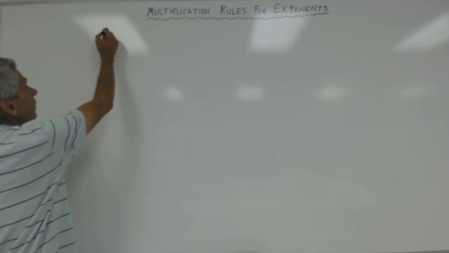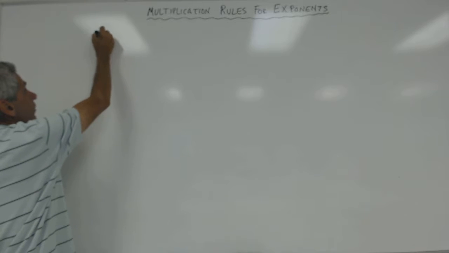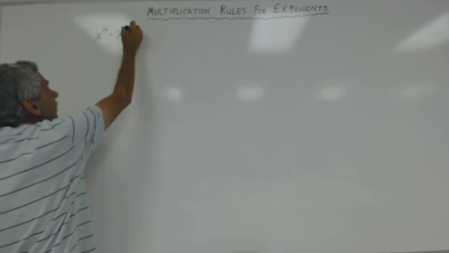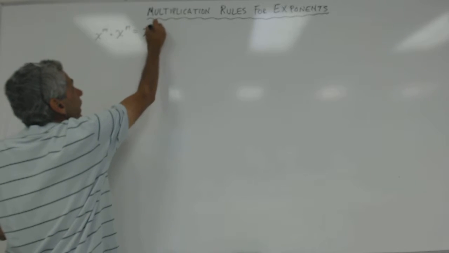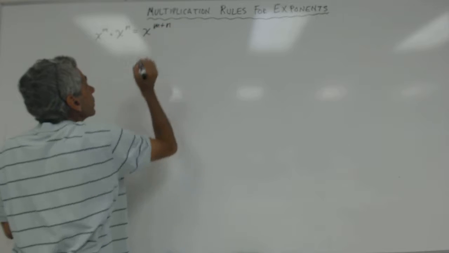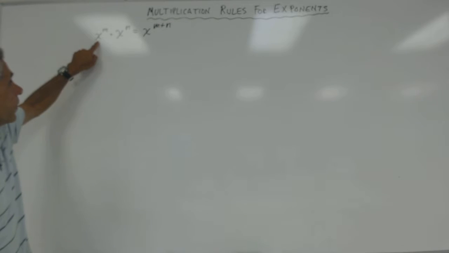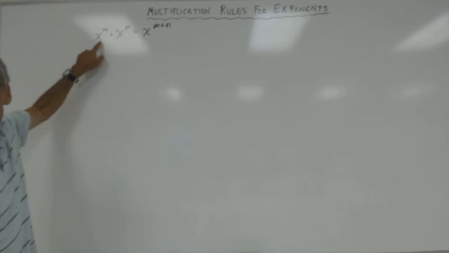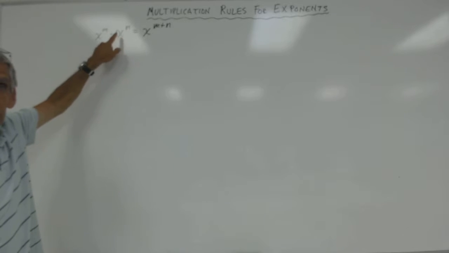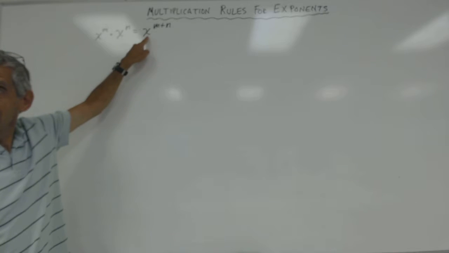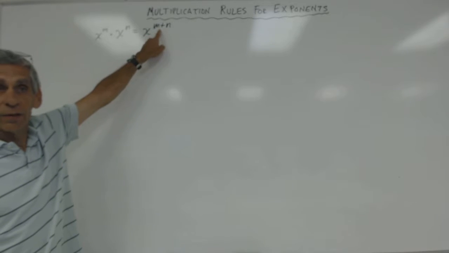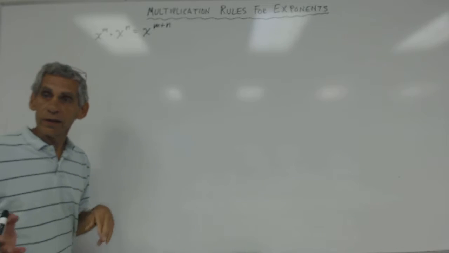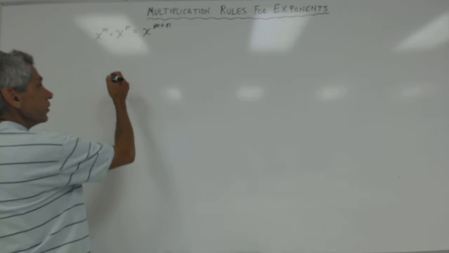Here's the first rule. x to the m times x to the n is equal to x to the m plus n. So x is your base, and your exponents are m and n. If you multiply same bases with exponents, your final answer is that same base raised to the addition of the two exponents. You're adding them. You guys all know that at this point, right? You're pretty comfortable with that. But I'm going to just show you the long way.